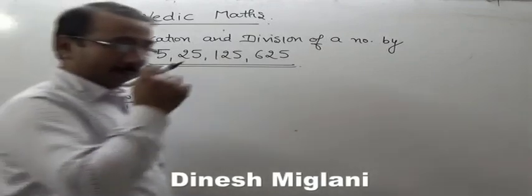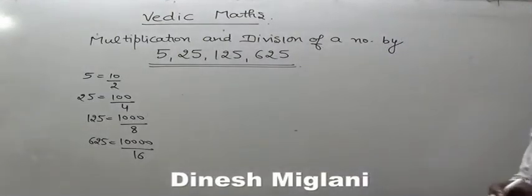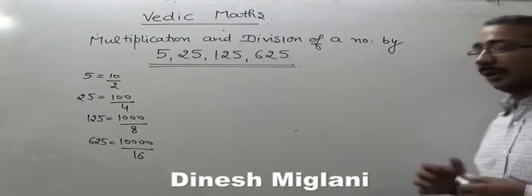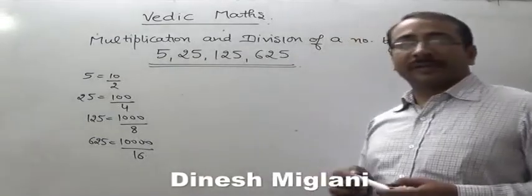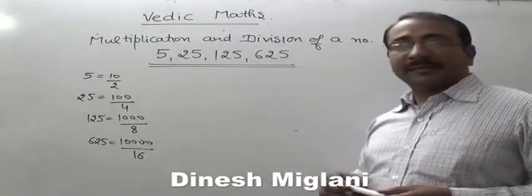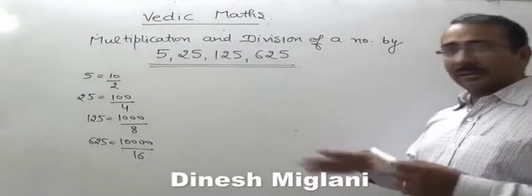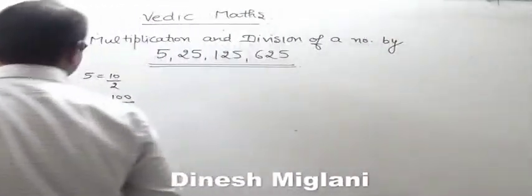So we can say that 5 is taken as 10 by 2. When you divide 10 by 2, you get 5. 25 is taken as 100 by 4. 125 is taken as 1000 by 8. When you divide 1000 by 8, you get 125. And 625 is 10,000 divided by 16. If you know this, then it's very easy for you to answer your problem. Let us start to solve it.